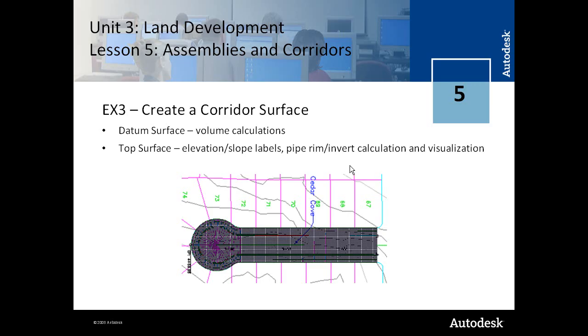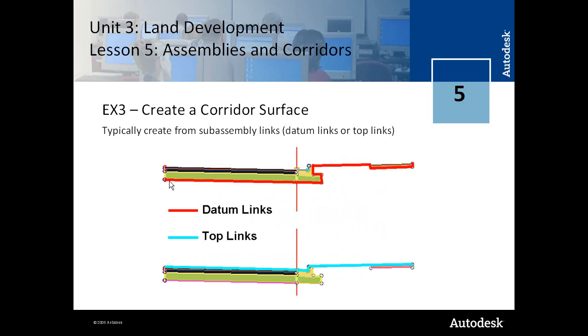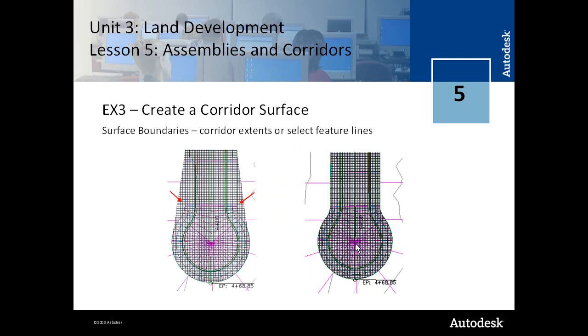In the third exercise, you learn how to create corridor surfaces. Typically, you would create the datum surface for volume calculations, and you would create the top surface for calculating elevation and slope labels or pipe rim and invert elevation calculations. And the datum links are these red lines along the bottom, and then the top links are these blue lines along the top. So you can create the surface from any links, but typically you're either going to create a datum surface or a top surface.